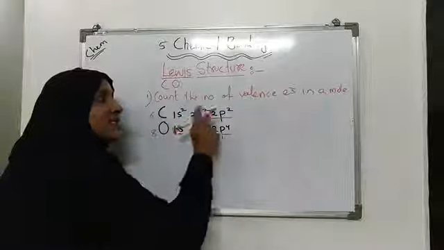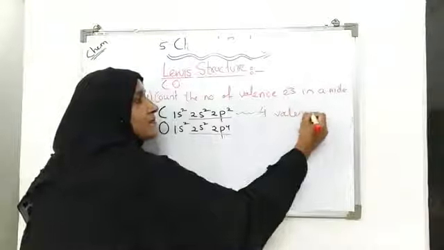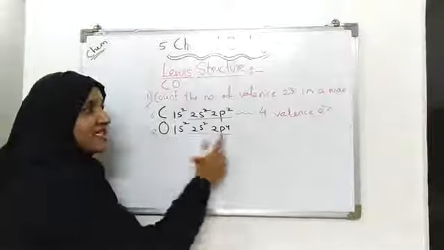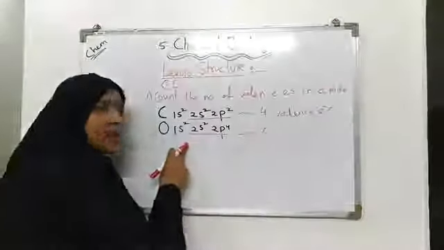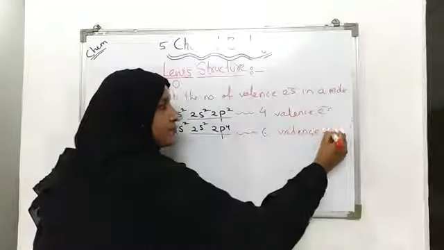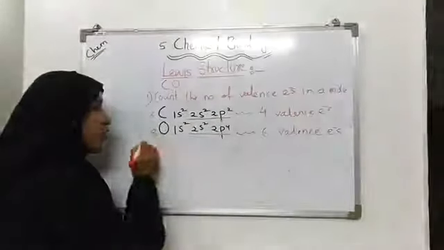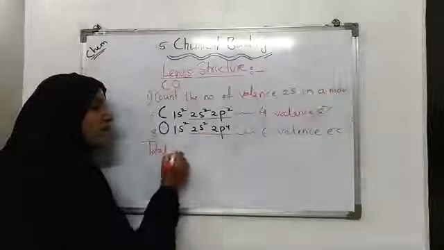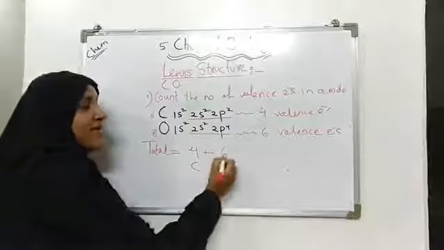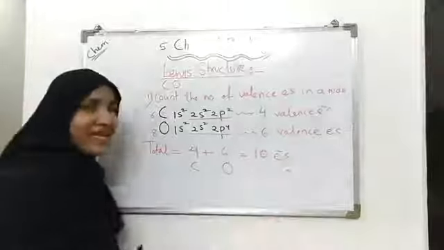So carbon contains how many electrons? Carbon contains 4 valence electrons. And how many electrons are there with oxygen? We can see oxygen contains 6 valence electrons. So the total number of valence electrons is what? 4 of carbon and 6 of oxygen, 4 plus 6, and that will be your total 10 electrons.